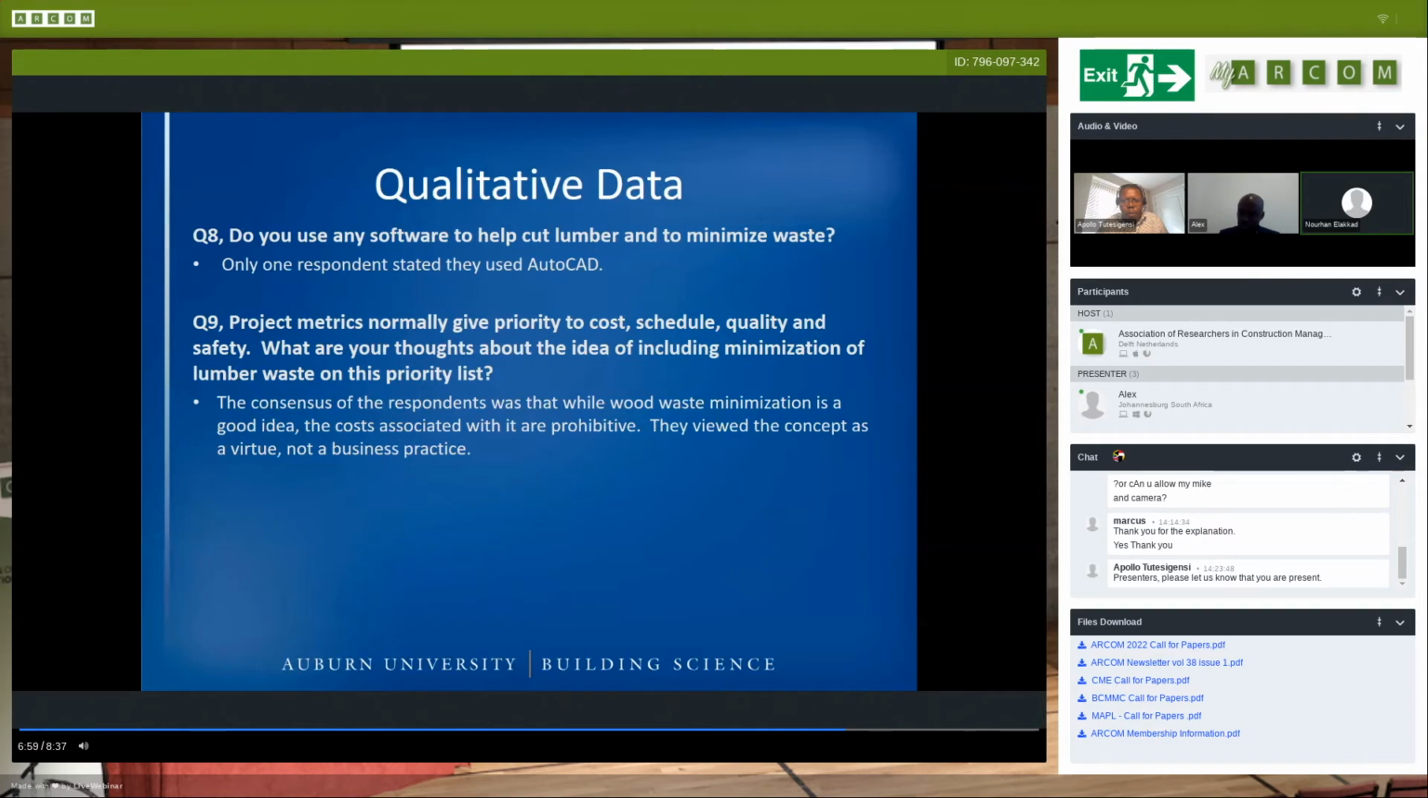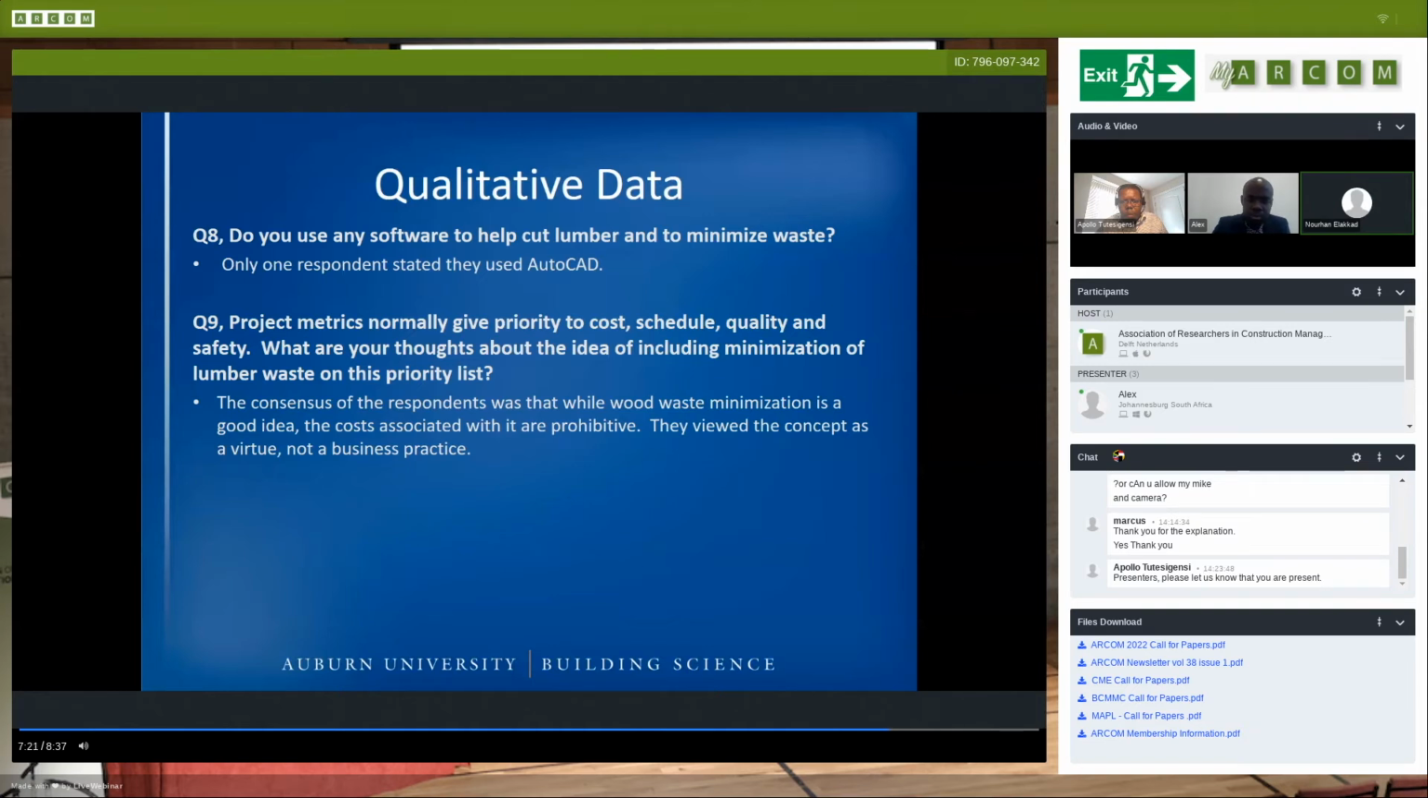Likewise, question 8, do you use software to minimize waste? Only one respondent said they used AutoCAD. But that one respondent said it was great, though it cost money to produce AutoCAD drawings. At the end of the day, they saved waste and also increased the efficiency of their crews.